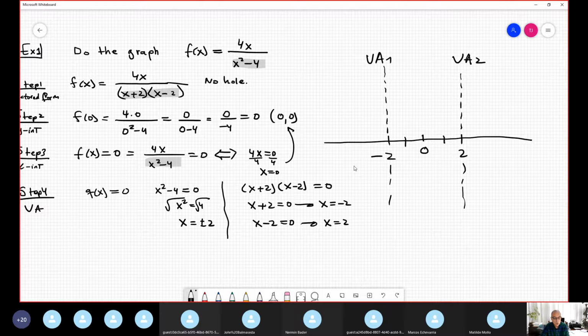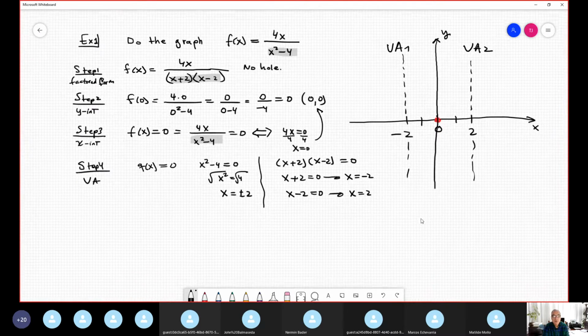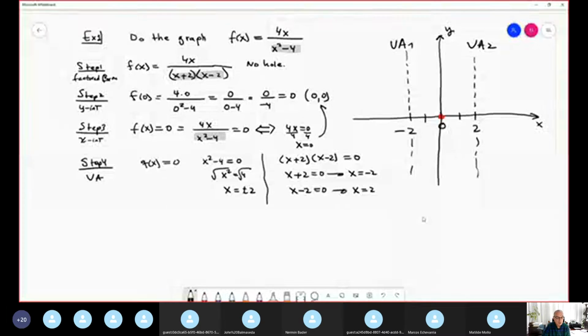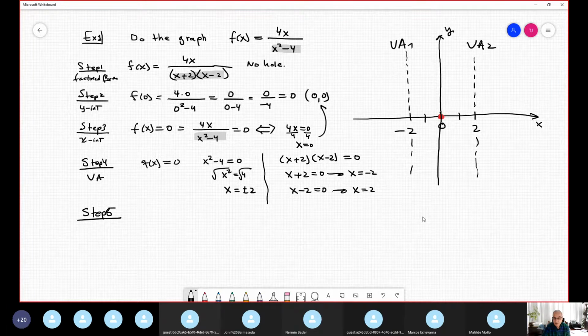And we also plot 0,0, which remember was the X-intercept and Y-intercept, because it's obvious that the Y-axis is located here. Y, X. Okay, this is the picture that we have so far. Does everyone follow me so far? Yes. Yes.